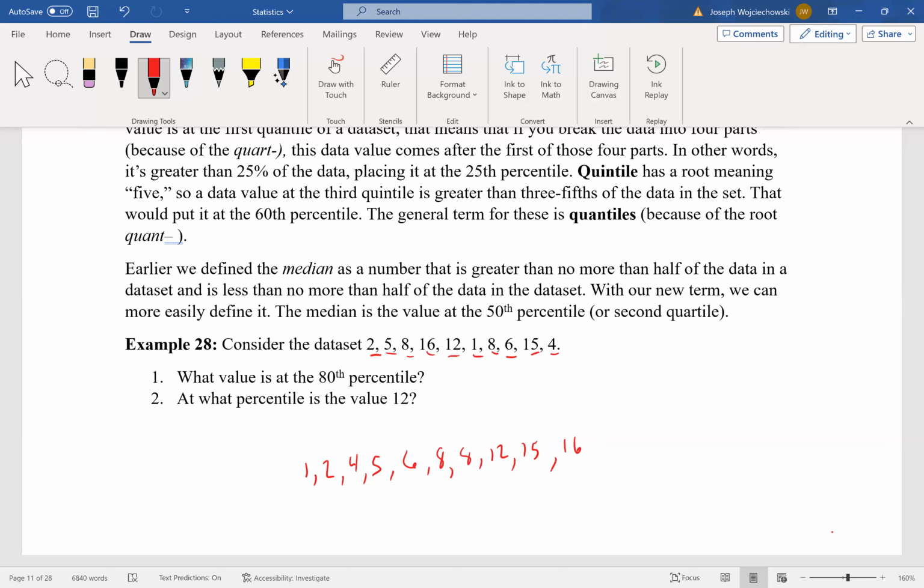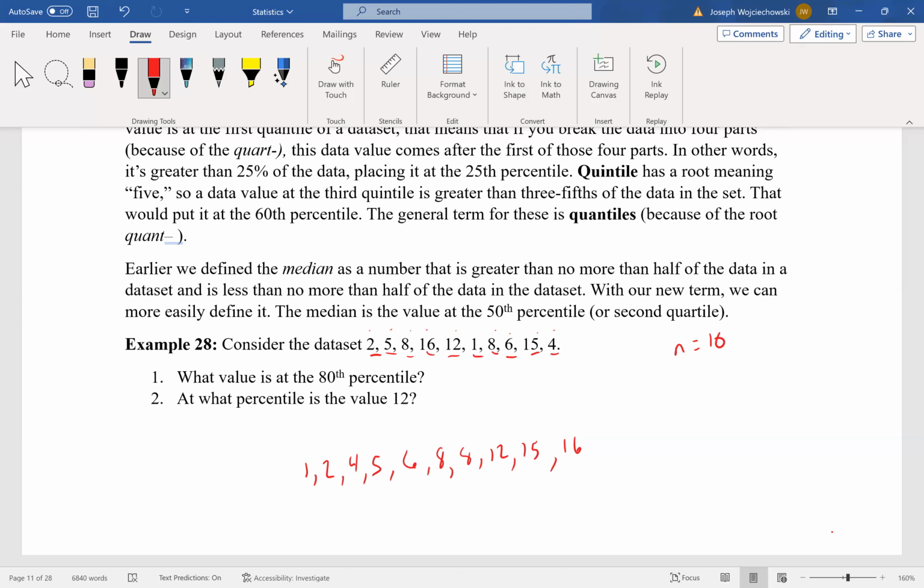1, 2, 3, 4, 5, 6, 7, 8, 9. So there's n equals 10. Let's make sure that's what we have here. 1, 2, 3, 4, 5, 6, 7, 8, 9, 10. Yeah. Okay, so what value is at the 80th percentile?